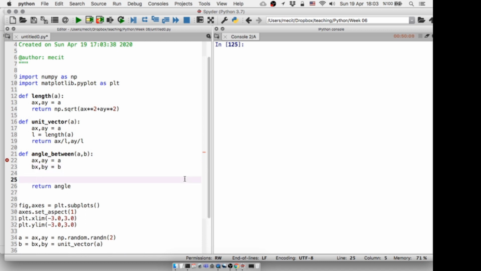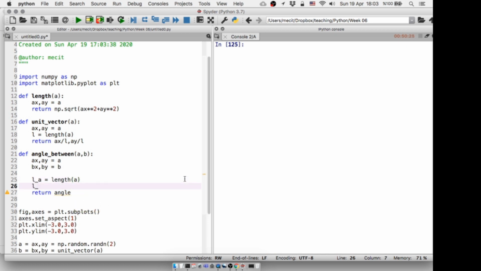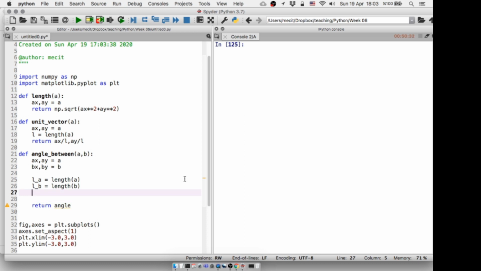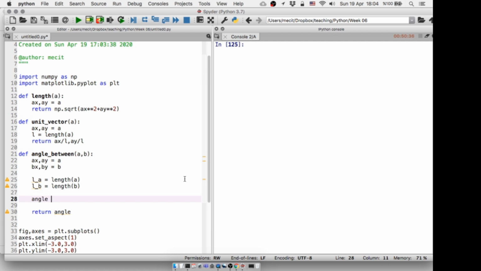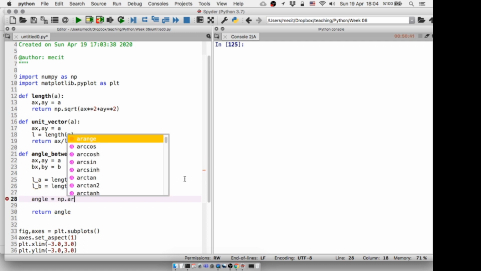Okay, remember I need the length of A and length of B vectors. So let's call them length of A. I have the function defined, so this should be easy. LB is the length of the second vector, length B. Now I can calculate the angle between. So angle is from that function numpy arc cosine.